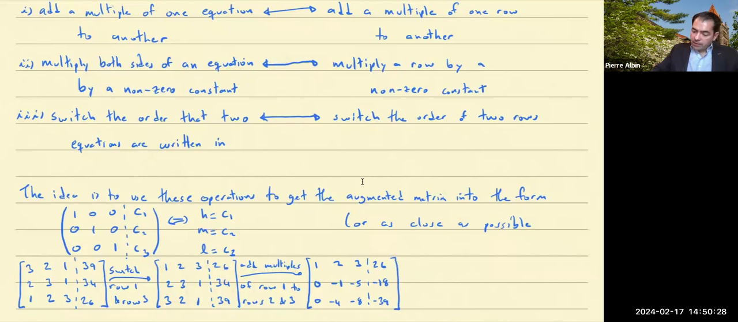Now, the second row starts with -1. I prefer for it to start with a 1, so I'll multiply row 2 by -1. So nothing happens to the first row. The second row becomes 0, 1, 5, 18, and nothing happens to the third row.